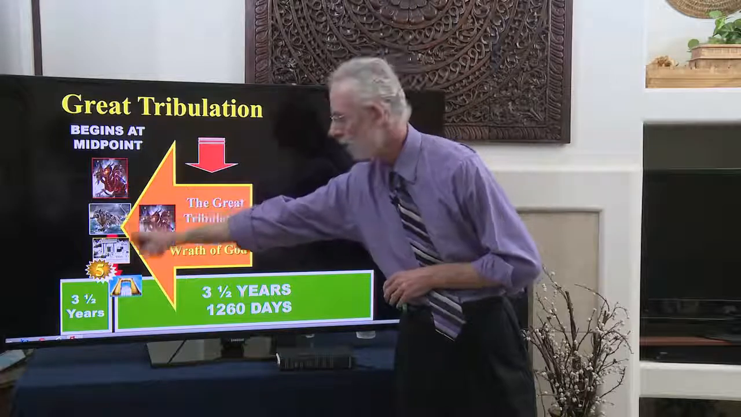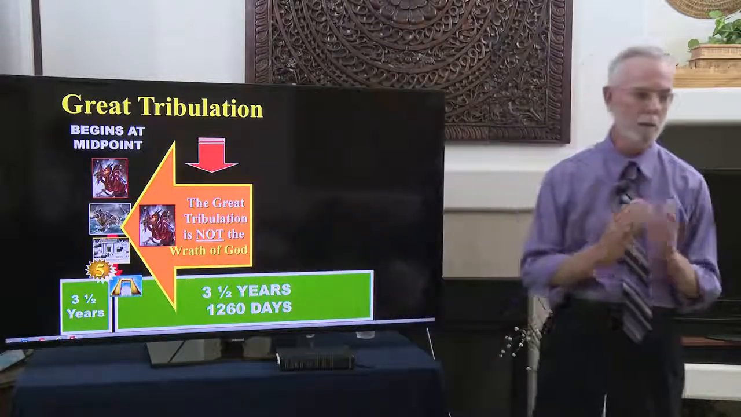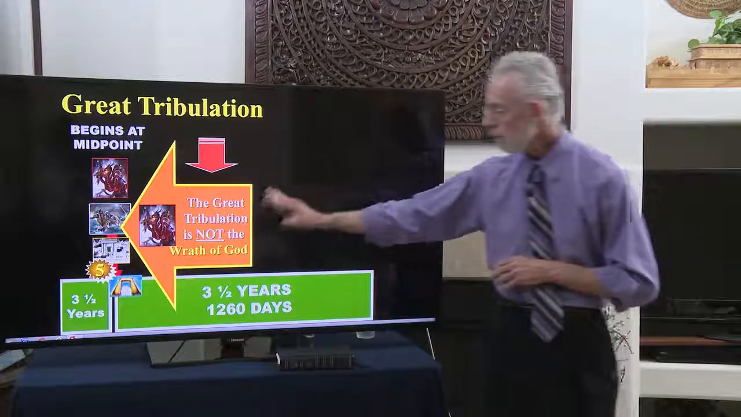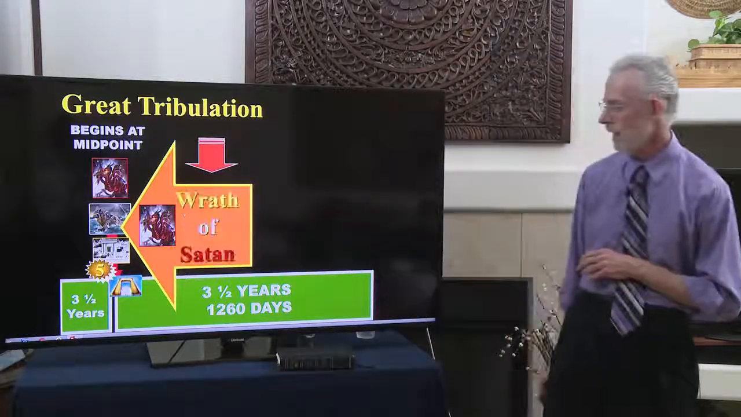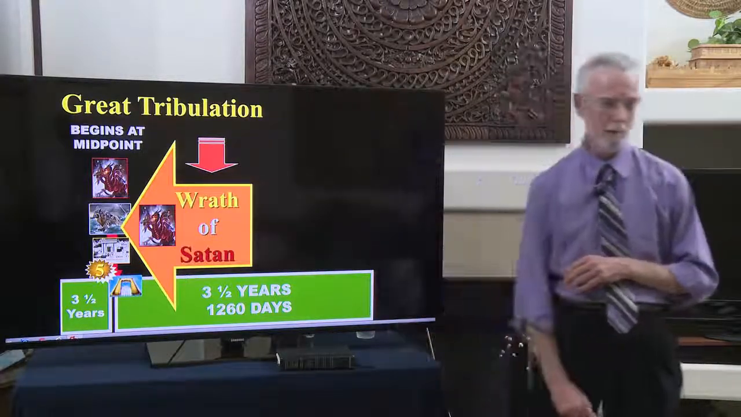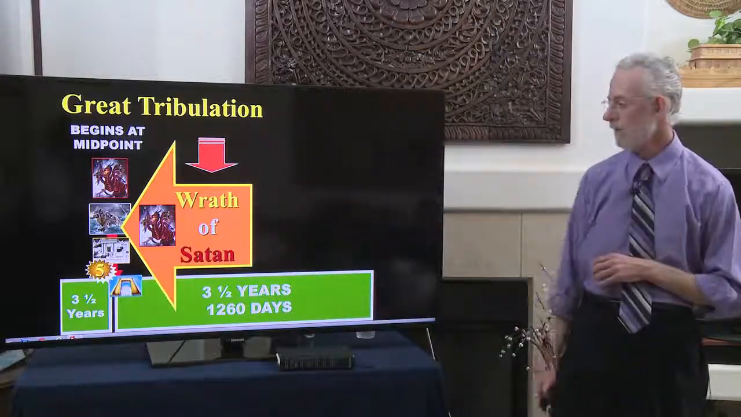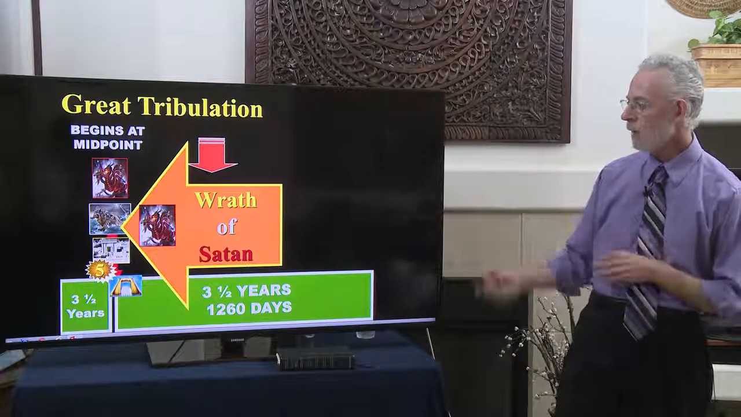He empowers the Antichrist, who sets himself up in the temple and declares himself to be God. That starts the Great Tribulation, Jesus told us. But the Great Tribulation is not the wrath of God. This is the wrath of Satan, right? The first part of this second 3.5 years, that's the wrath of Satan right there. Now, we don't know how long that's going to last.